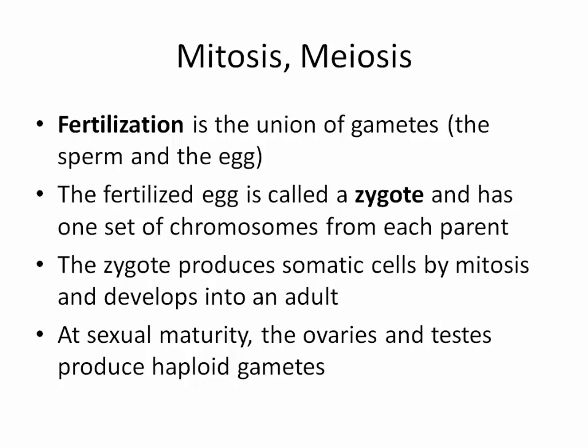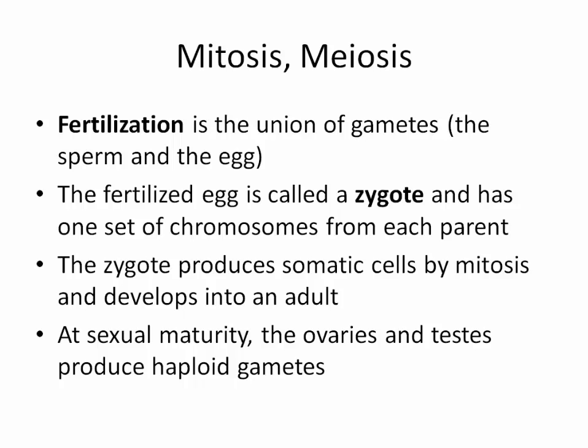Fertilization is the union of the two gametes. The sperm and the egg will unite, and they become one. So the sperm will donate its chromosome component to the egg, and the egg will no longer be an egg, but it will be called a zygote. So the fertilized egg is called a zygote, and it has one set of chromosomes from each parent. The zygote produces somatic cells by mitosis and develops into an adult. So once there is a zygote, it will just do cell division, or mitosis, and become an adult.